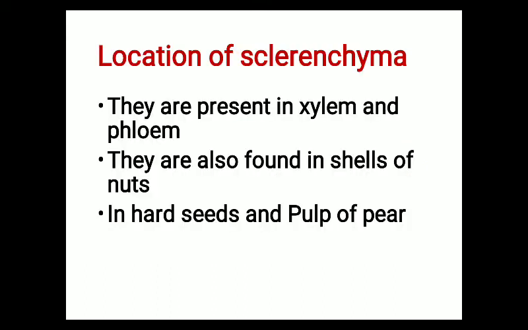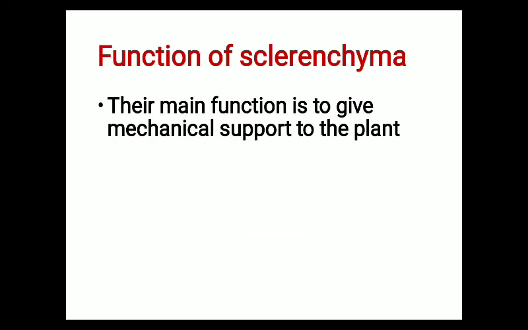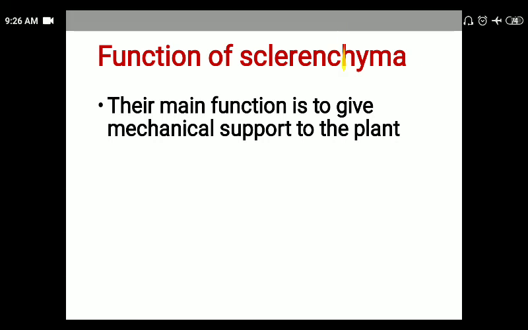Now come to the location of sclerenchyma. They are present in xylem and phloem. They are also found in the shells of nuts, in hard seeds and pulp of pear. So this is the location of the sclerenchyma. Now function of sclerenchyma. Their main function is to give mechanical support to the plant body.